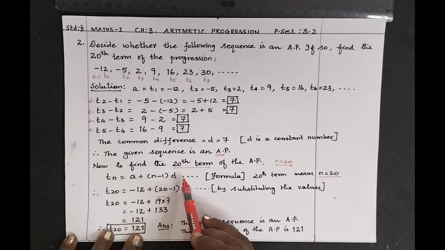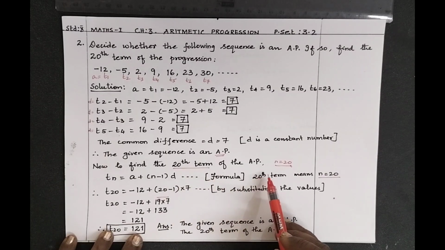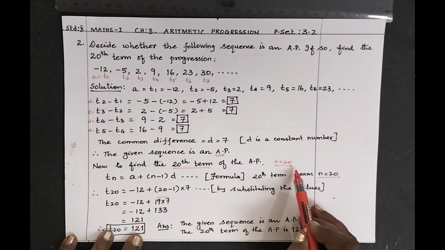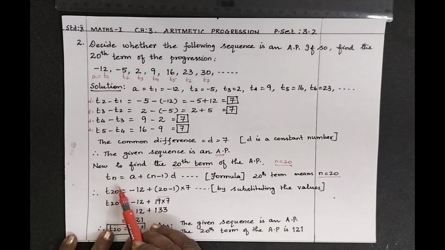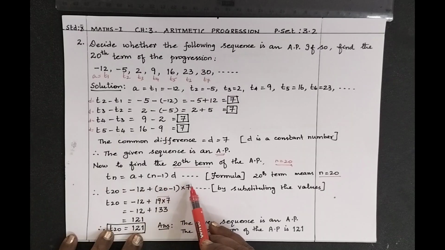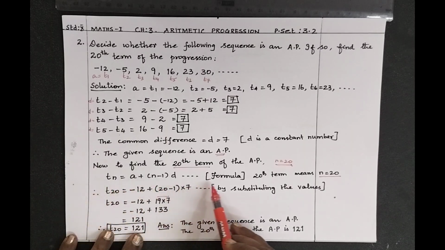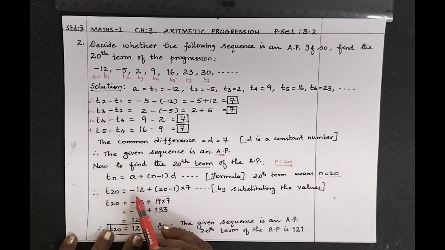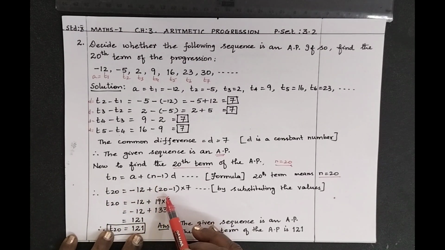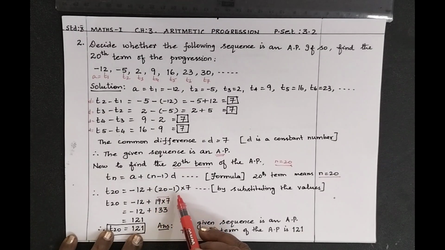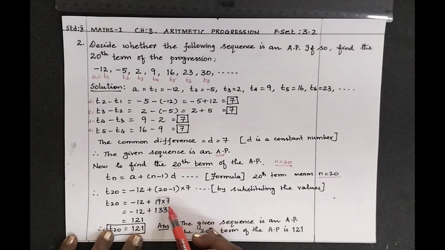Now to find the 20th term of the AP. 20th term means n is equal to what? 20. So Tn is equal to a plus (n minus 1) into d, the nth term formula. So first we have to write the nth term formula, then substitute the values. N is 20, so T20 equals a, which is minus 12, plus (20 minus 1) times d, which is 7. So 20 minus 1 is 19, 19 into 7.